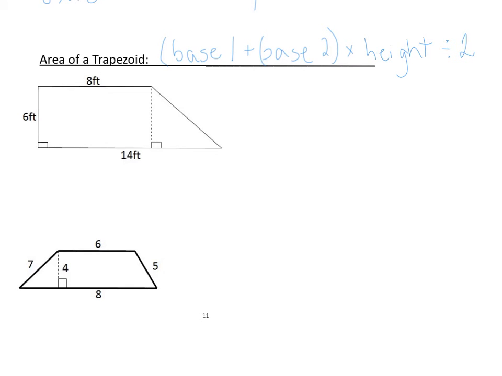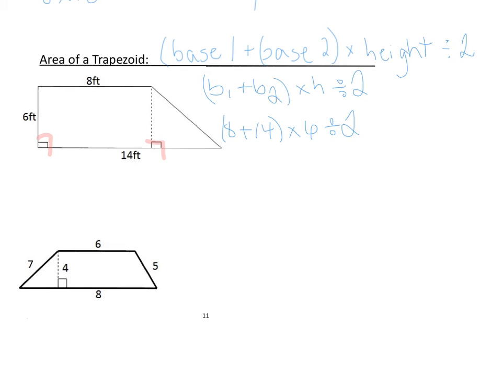So for this first one, we're going to do base 1 plus base 2 times height divided by 2. We know that we can find the height of that figure and the base of that figure by locating that right angle box. So base 1 usually is thought of as the smaller side, so that's 8 plus 14 times the height, which is 6, divided by 2.